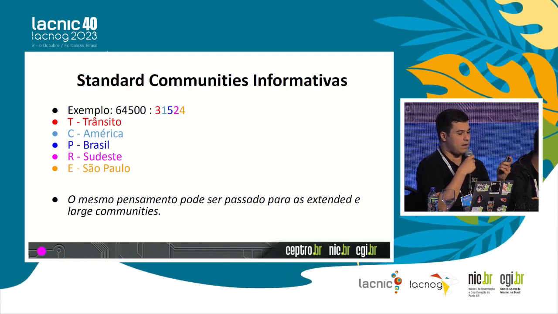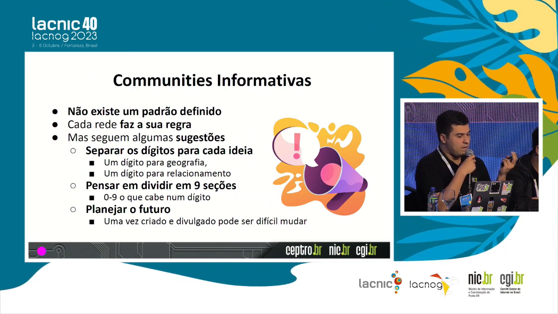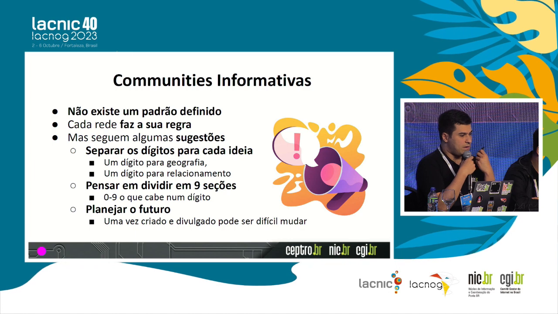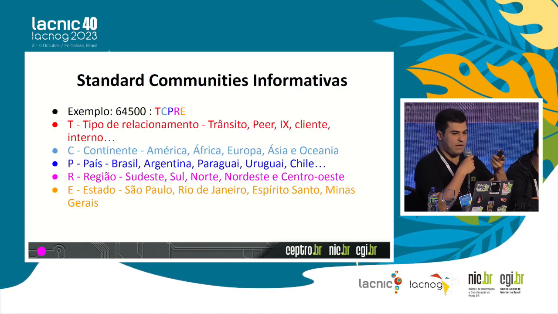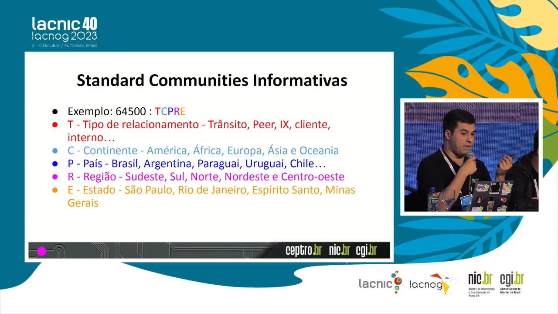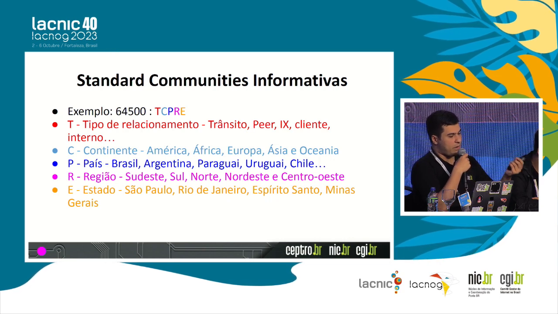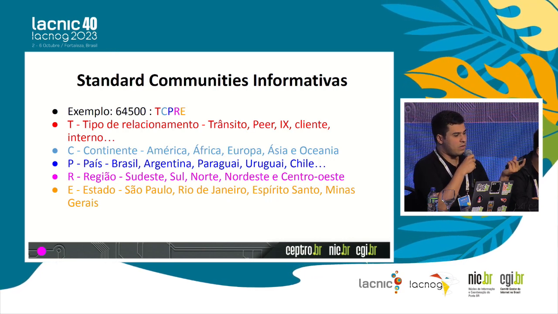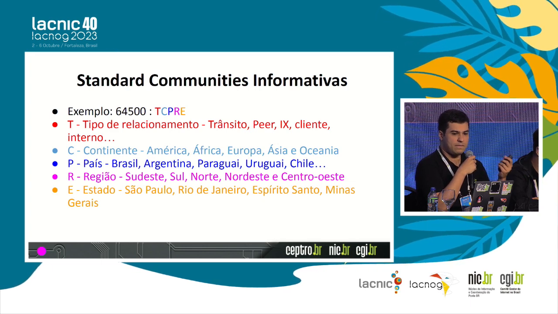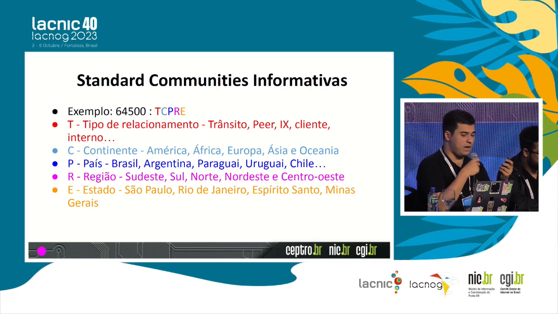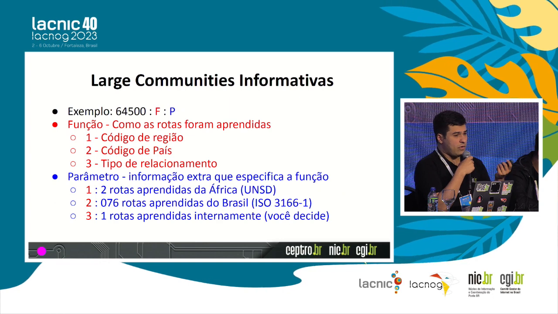Regarding the information communities, it is important to see how we're going to submit the information. Lucas had referred to this. There is no single defined standard, but we have a suggestion. And this suggestion is to include information in each of those digits. For example, we have the type of relation, which is the first digit, where it comes from. It's from this continent, from this country, and so on. That is why in the routing table, you will see where they obtained this route, what country it has come from, what state, from what region.